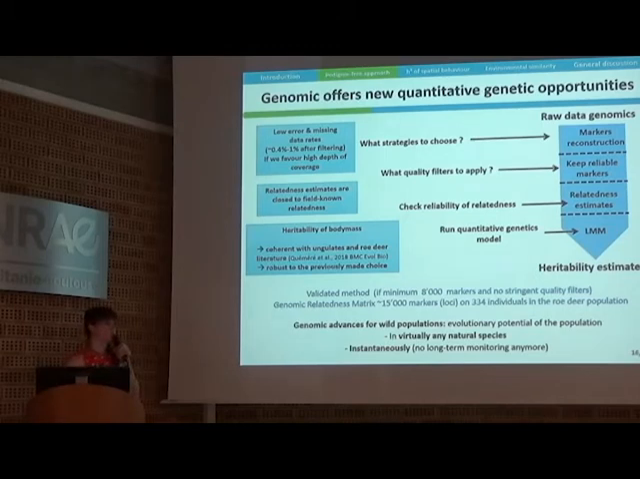Just to conclude this part, we have seen that genomic advances for wild populations can help to estimate evolutionary potential in virtually any natural species, and this instantaneously.